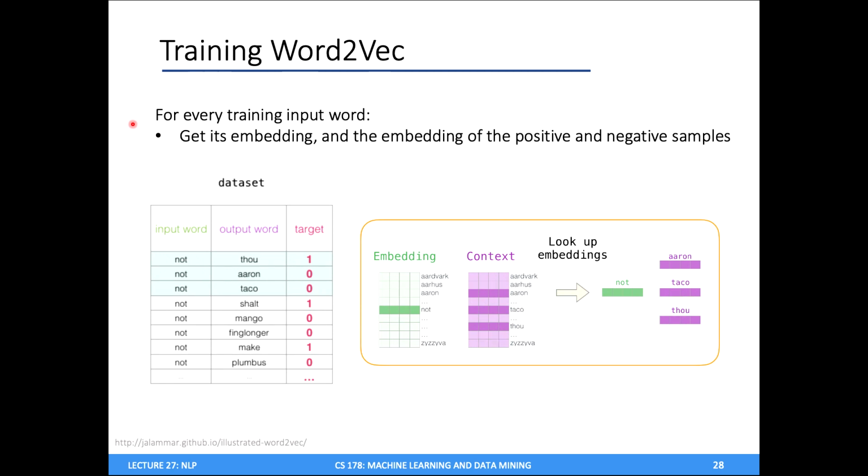Okay, to train Word2Vec, we want to learn these embedding matrices and these context matrices. So what we're going to do is for every training input word, so for every word we saw in our original text data set, we're going to look up that embedding, essentially just get the row from our embedding matrix corresponding to the word not in this example. And then we're going to look up the embedding for the positive example, thou, and the embedding for the negative examples, Aaron and Taco. And so in doing so, we get a collection of embedding vectors, one for not and one for the positive and negative examples. We're going to try and use these to predict these targets here, whether or not these words occurred together.